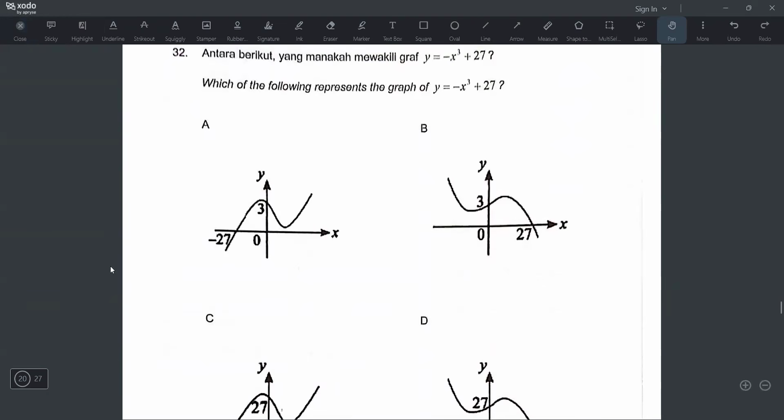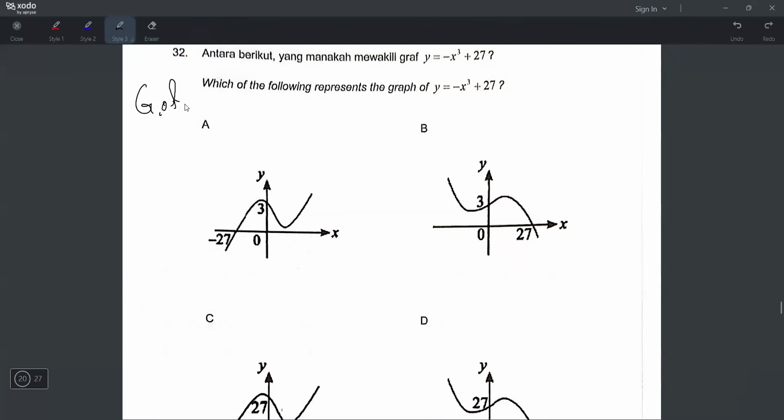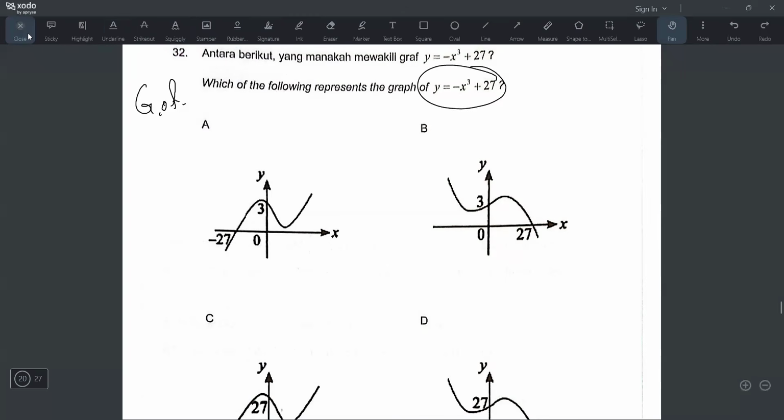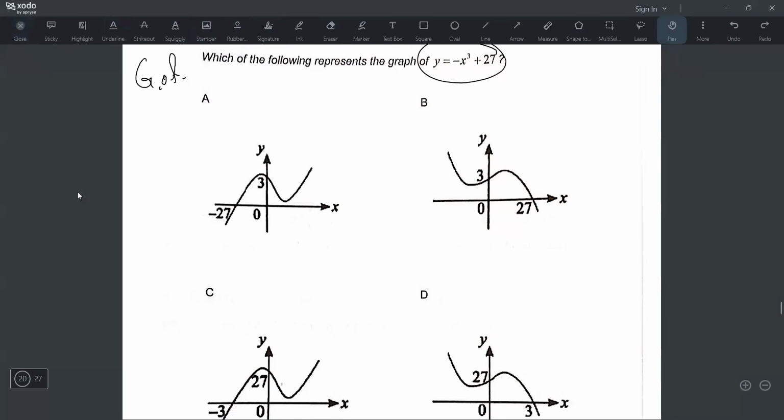Okay, 32 is a lower form chapter also. And if I'm not mistaken, it's called graph of function. So which of the following represents the graph y equals negative x power 3 plus 27? Okay, I'm just going to tell you the answer straight away, then only I'll explain.